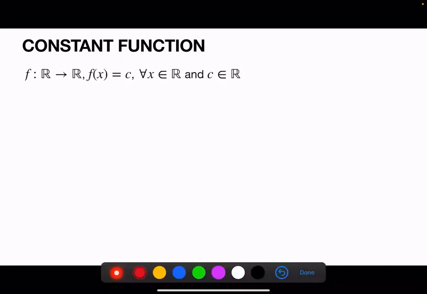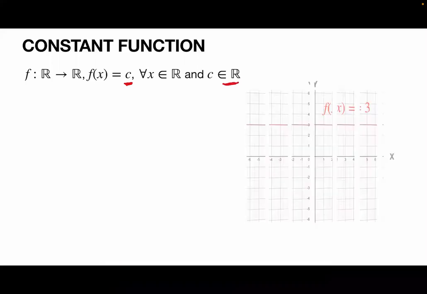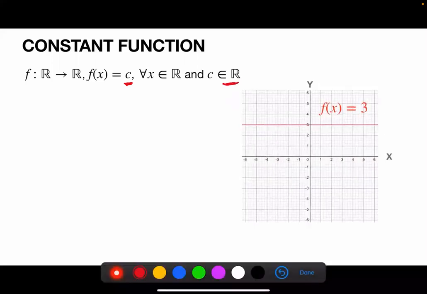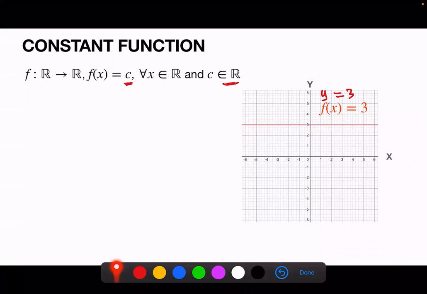so it's also a real function from R to R, and then f of x is c. So c is some constant, which is also a real number. And then if you look at the graph, I've taken a specific function. If f of x is 3, or you can write y is equal to 3 also, you have a straight line which passes through 3 and is parallel to the x-axis.